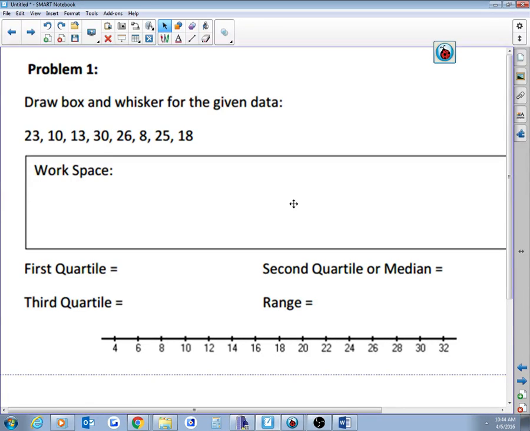Draw a box and whisker for the given data. Okay, so for a box and whisker plot, we've got to find first the median. In order to find the median, we need to put these numbers in order.